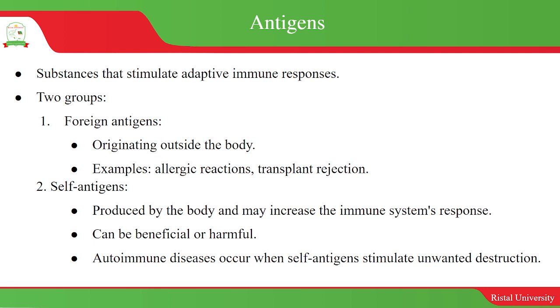And then we have what we call self-antigens. These are produced by the body, and they will increase the immune response. They can be beneficial or harmful. They can have a harmful effect if they start to destroy cells that are actually wanted by the body, or start to destroy normal cells. In this case, you have what we call an autoimmune disease. So an autoimmune disease is when normal cells are being destroyed because of self-antigens.